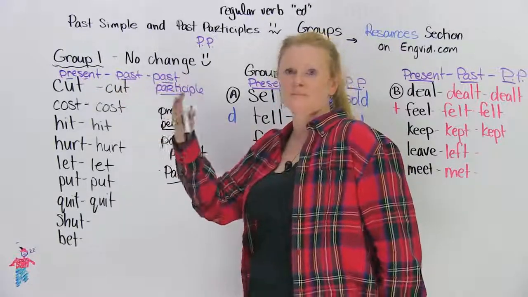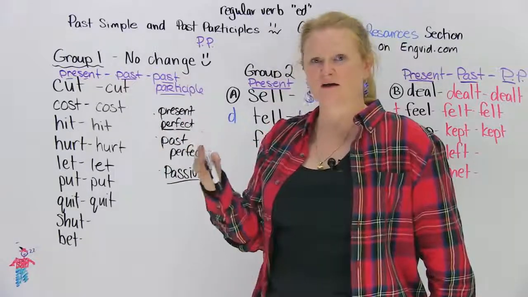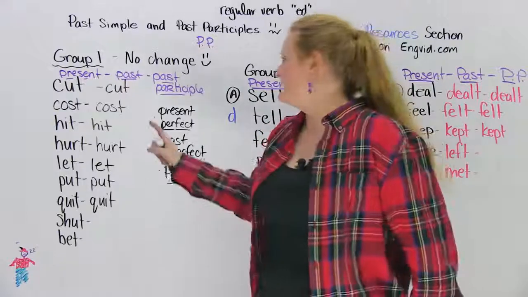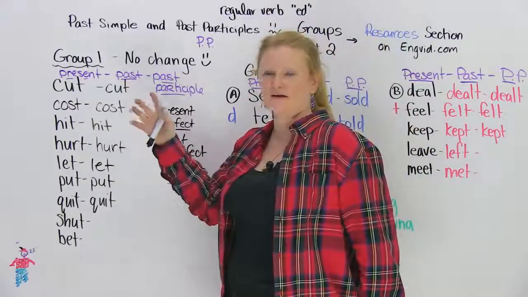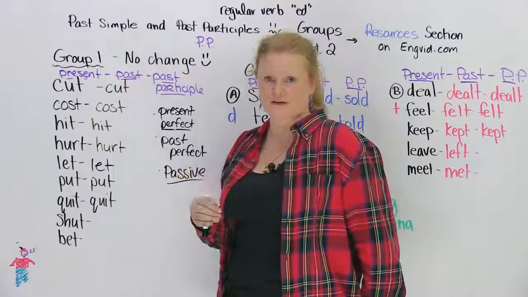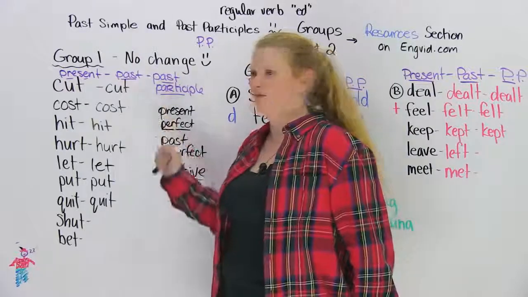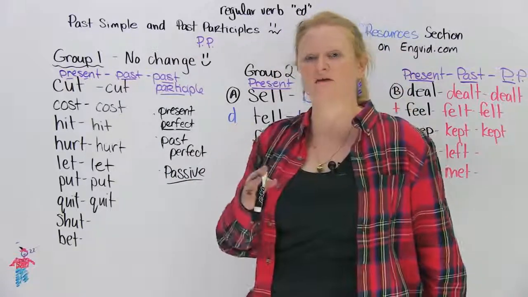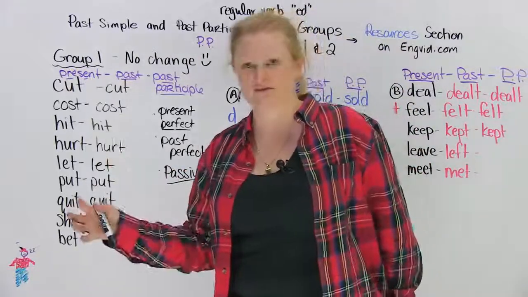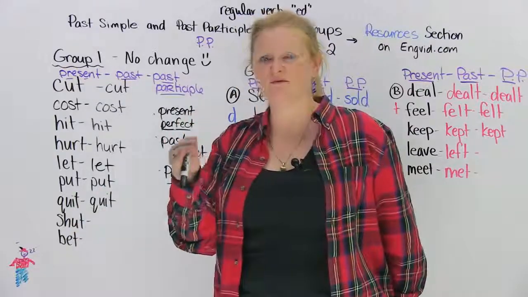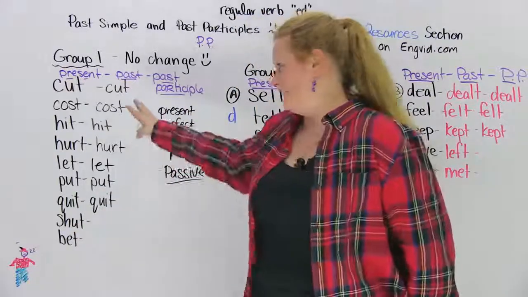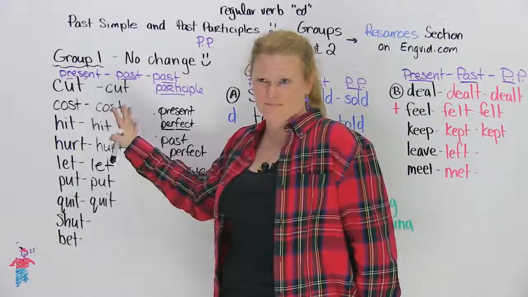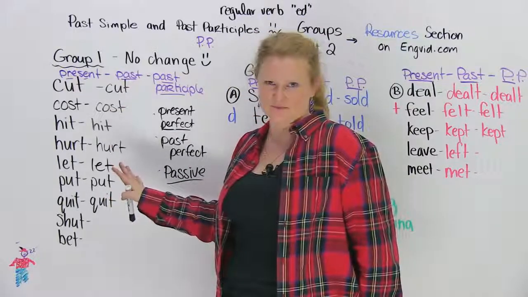For example, if we use present tense, I cut the pizza. If we use past tense, I can say, yesterday, I cut the grass. And if I wanted to use the past participle, let's say I want to use present perfect, I can say, the grass has been cut. So, we don't need to change the verb. These are some examples of verbs that we don't have to change. So, these are the easiest and probably your favorite.